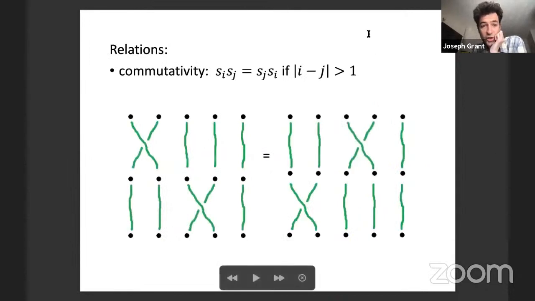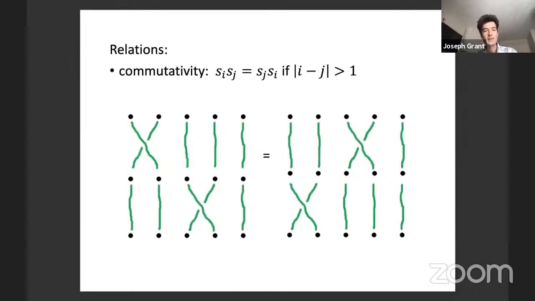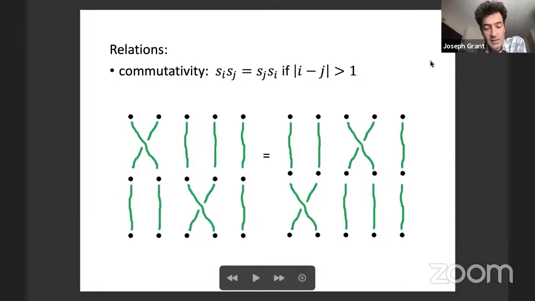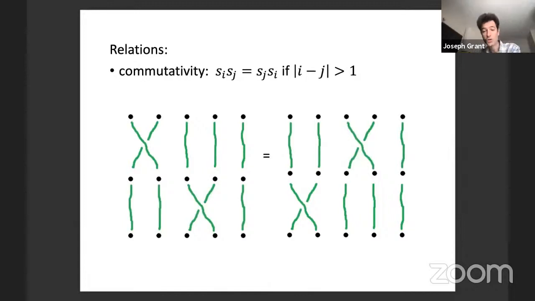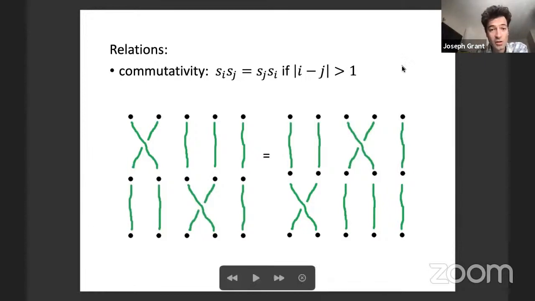Now, you also want to know what the relations are. The first one is relatively easy to see. If you choose 2 generators which are far apart, so the strings which are involved in them don't overlap in any way, then it's quite easy to see that these should commute. You can move the braids and get the same element of the braid group. So here I've composed S1 and S3 in 2 different ways. And you can imagine pulling the strings across to make these pictures look the same. So this is the commutativity relation.